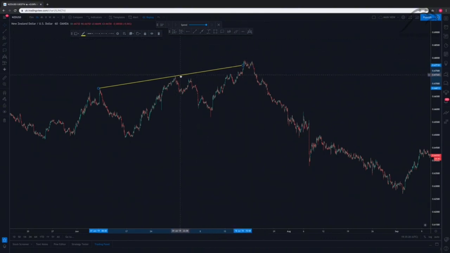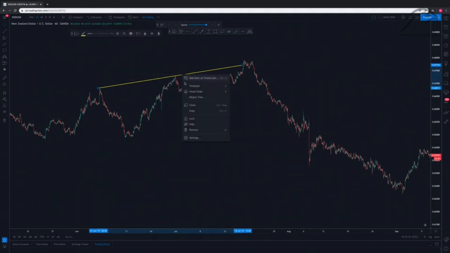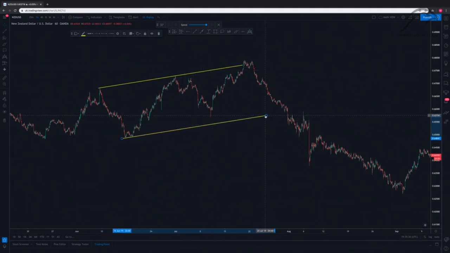Well, firstly, let's take a look at this part here. We just clone this, get our parallel channel, and then just neaten this up.